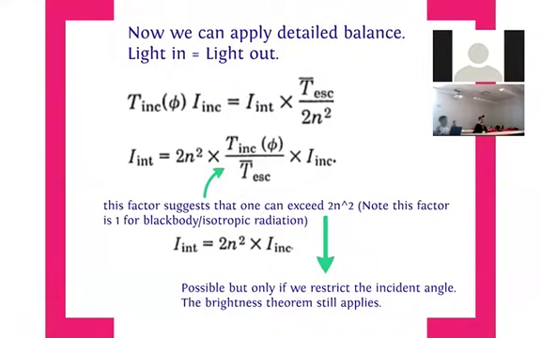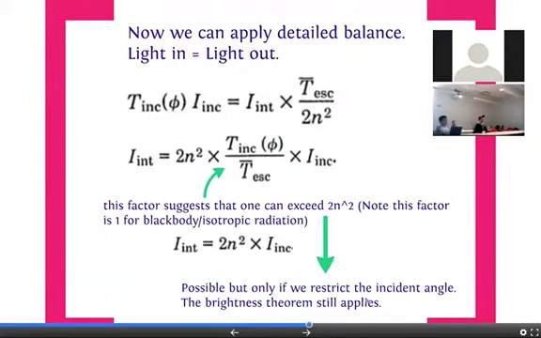All this is saying is that if you are careful about restricting your acceptance angle, as you would in a CPC, you can actually exceed the intensity. It's possible, but only if you restrict the acceptance angle or the incident angle, and the brightness theorem still applies. This is a bit of a detail which is not so important for you, but keep in mind that all of this is also applicable to the CPC that we've talked about so far.